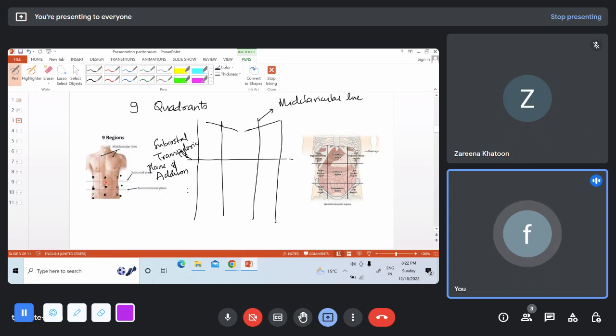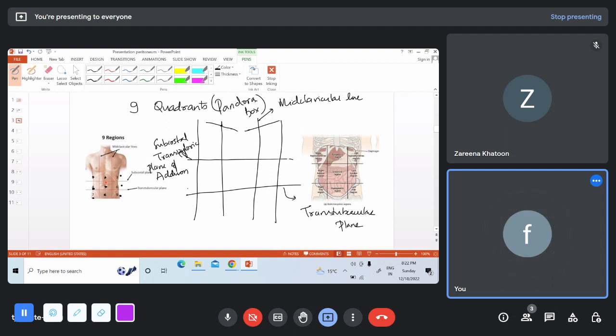And the next horizontal line, which runs between the two tubercles of the iliac crest, is the transtubercular plane. All right. So these four lines, that is the two vertical lines and the two horizontal lines, divide the entire abdomen into 9 quadrants. We even call them as Pandora box. Pandora box means box of surprise. Okay.